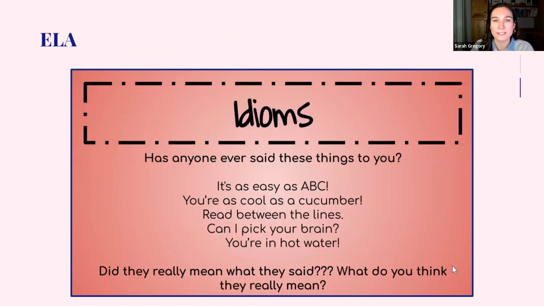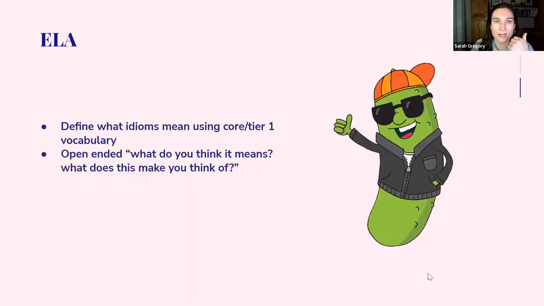Okay, so here's an example of using the descriptive teaching model to describe idioms. This was, I think, a 2nd or 3rd grade lesson. And what we will do using the descriptive teaching model is define what the individual idioms mean using core vocabulary. And we could ask these open-ended questions of like, what do you think it means?